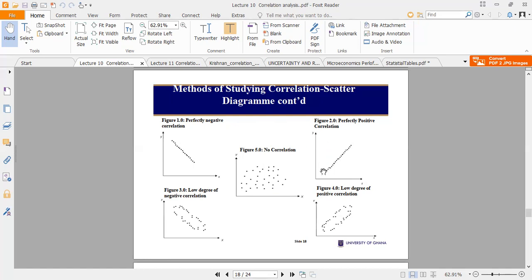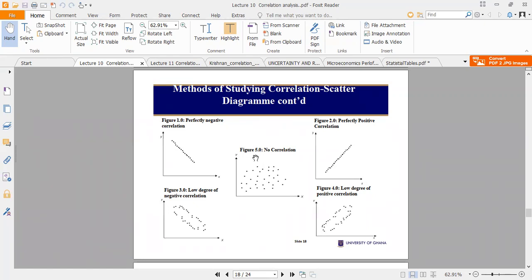If you look at this one too, the gradient of this line is going to be positive. So as Y is increasing, you see that X is increasing. So there's a perfectly positive correlation. Then if you look at this one, you can see that there's a negative relationship between the two, but it is not possible to get a straight line through all these points. So though we have a negative relationship here, the degree of that relationship is low. So we call it a low or weak degree of negative correlation. And this one is a weak or low degree of positive correlation.